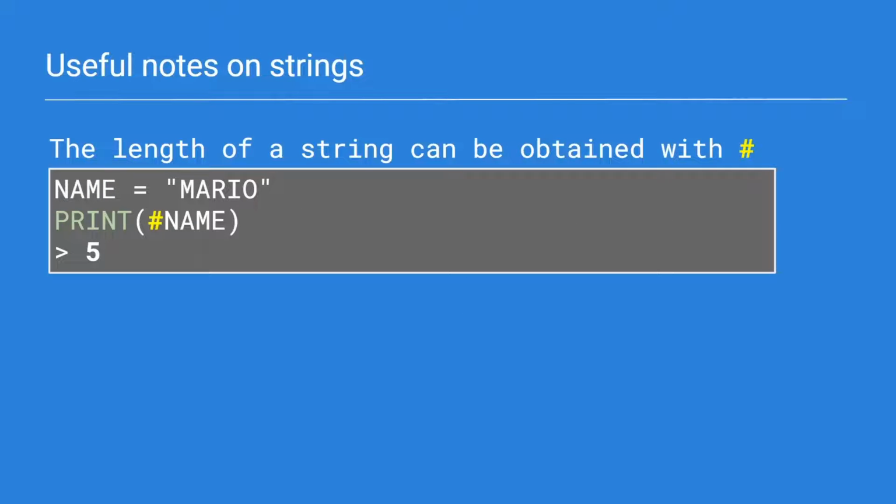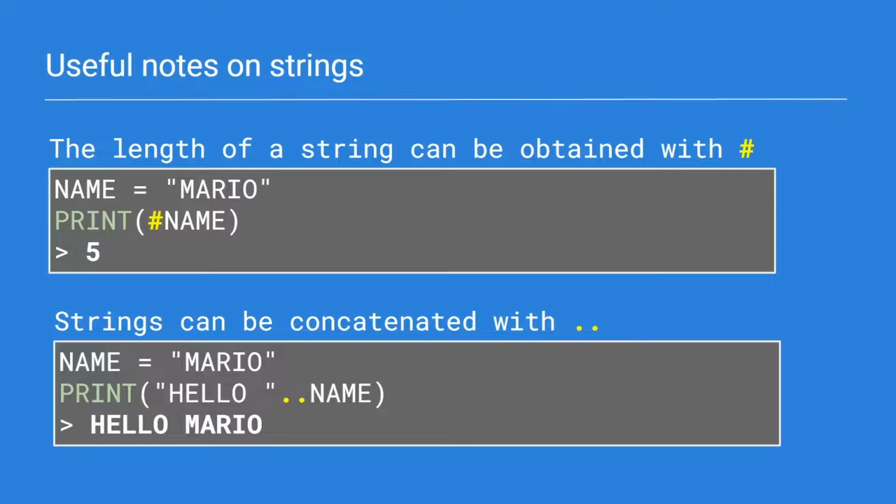A couple of useful ideas about each type. First, regarding strings of characters, we can receive the length of a string by using the hashtag character. In this code example, we are defining a variable called name and assigning it the value Mario as a string. If we print hashtag name, we will then see the results 5 because there are 5 characters in the string of text Mario.